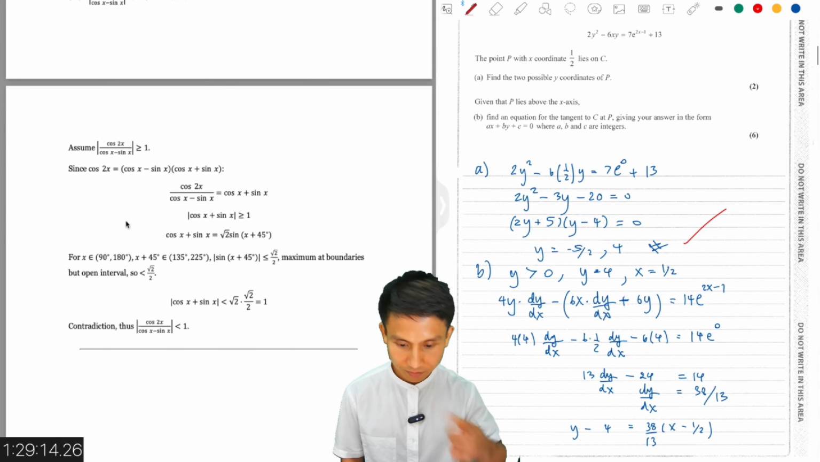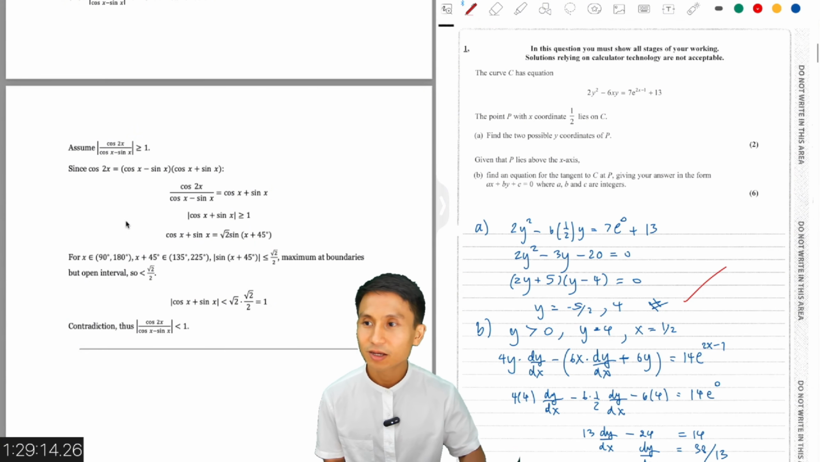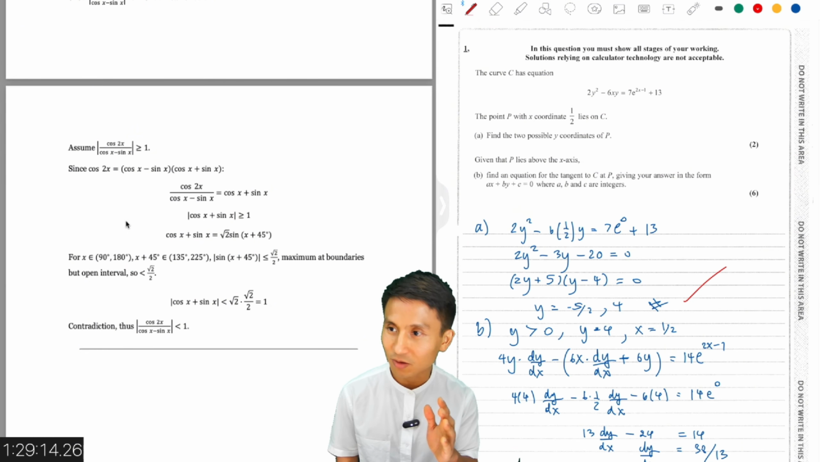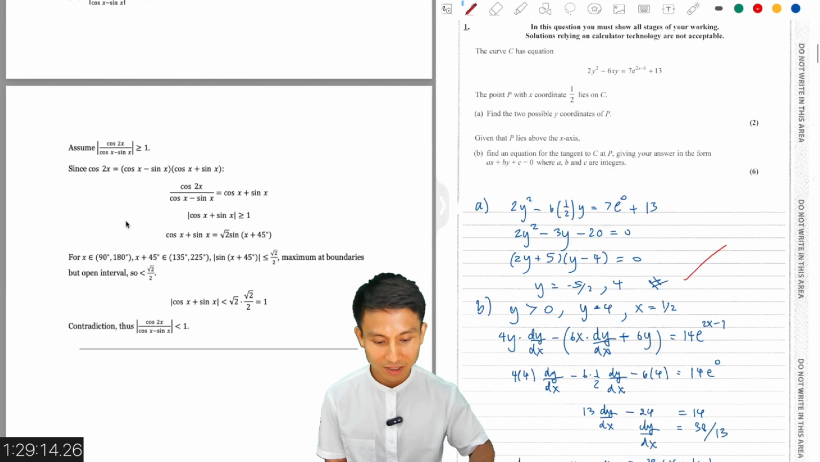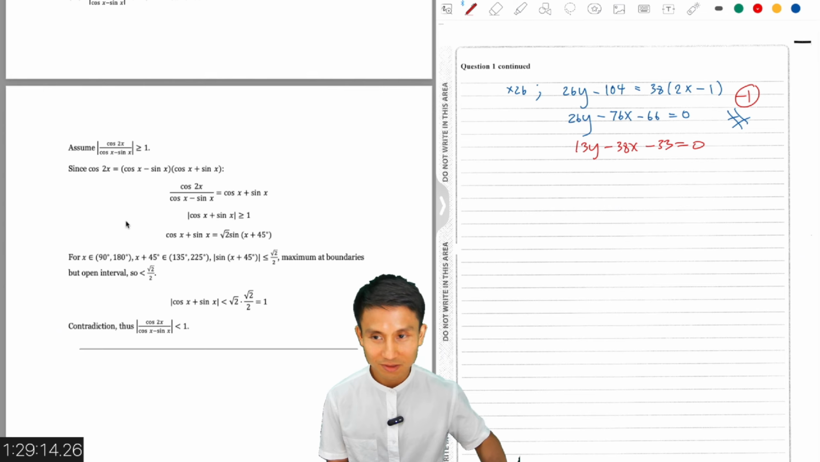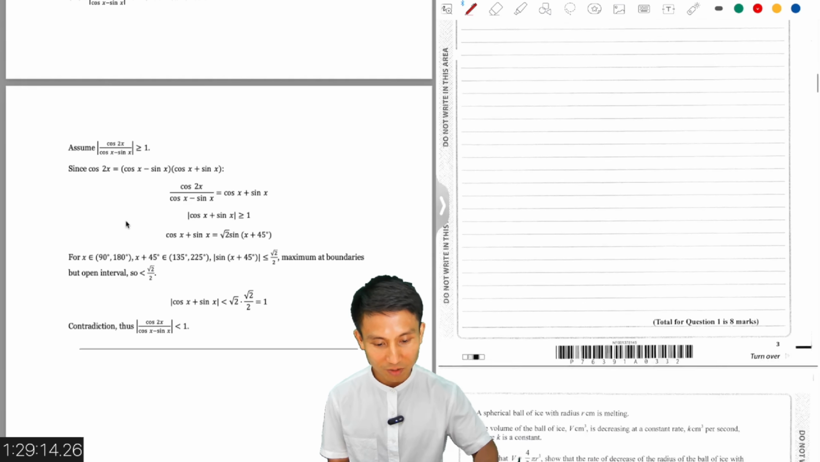But okay, let's review the paper. The first one should be fine. You've got to be careful here because it's a lot of nested functions. You've got to do product rules, you've got to differentiate, and don't forget to simplify that. Okay, I'm just taking my mark away here.